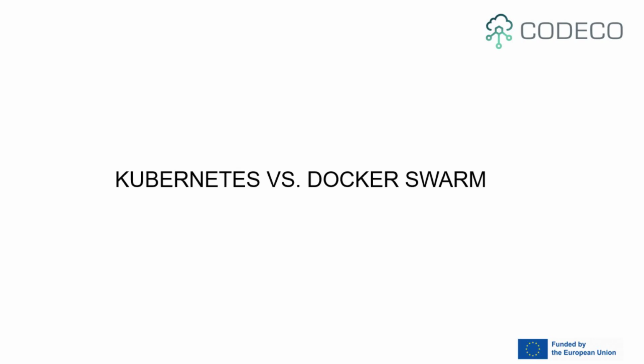Kubernetes versus Docker Swarm. Kubernetes and Docker Swarm are two container orchestration tools that help manage and scale containerized applications. In this part of the course, we compare the features of these two tools to understand their similarities and differences. As already outlined, Kubernetes is currently one of the most popular container orchestration frameworks.